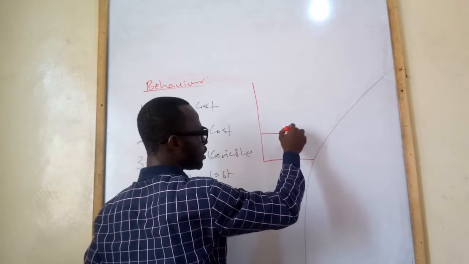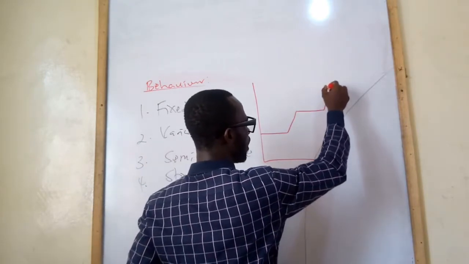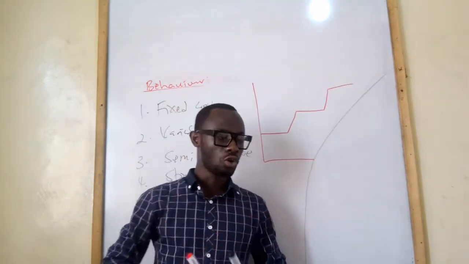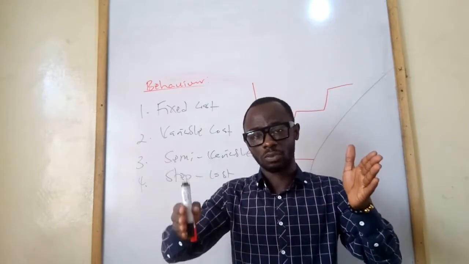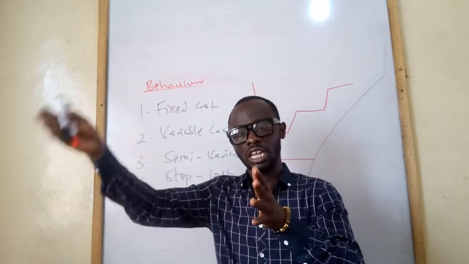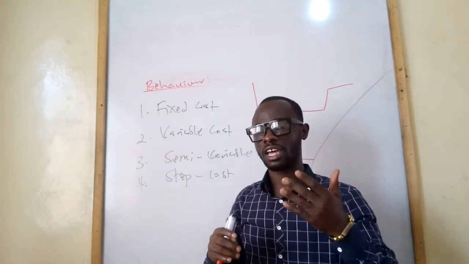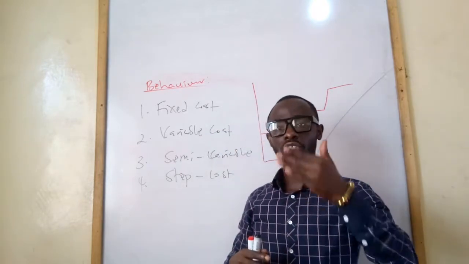So it is more or less like this picture. It shows this picture. So it is fixed, but when the output changes, it becomes variable, then it will be fixed, variable, it will be fixed. That is what we refer to as what? Step cost. So a step cost is a cost that remains fixed for a given output level, but when the output level changes, an additional cost is what?